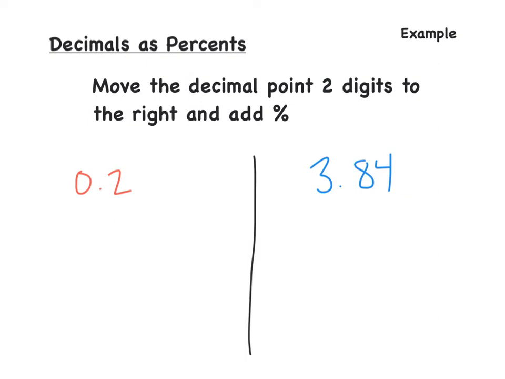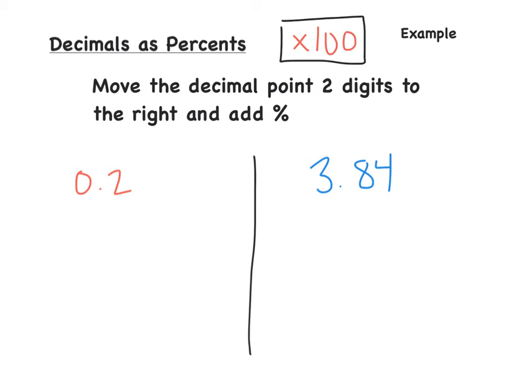Now when you're changing decimals to percents, it's basically the same concept as changing percents into decimals, but we are now going to be moving the decimal point 2 digits to the right, and then we're going to add the percent. And effectively what we're doing is multiplying by 100.